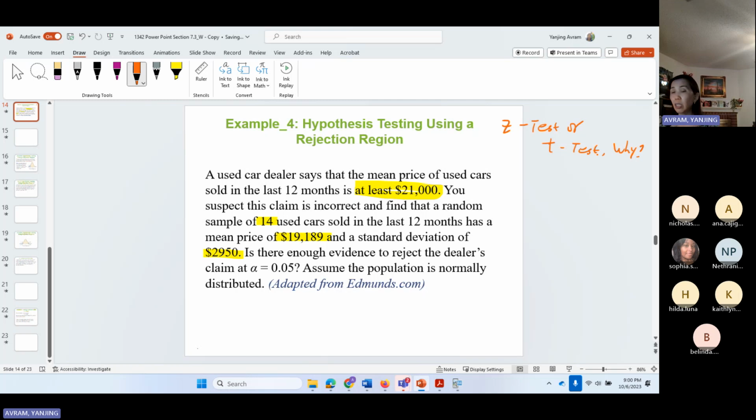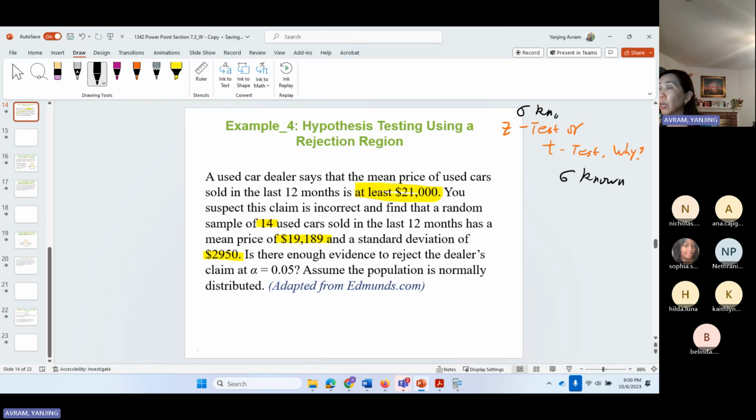Okay, because on the test it doesn't tell you. It won't say, hey, this one is from section 7.2, and this one is from section 7.3, right? It won't tell you. So in order to identify a z or t test, we have to look at the sigma. Is sigma known or unknown? If sigma is known, we will have a z test. If sigma is unknown, we're going to have a t test.